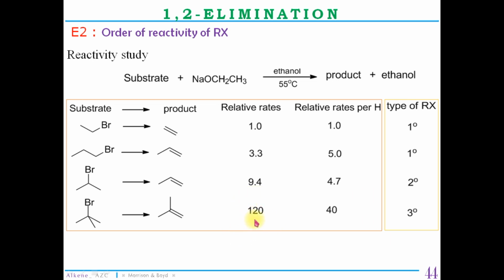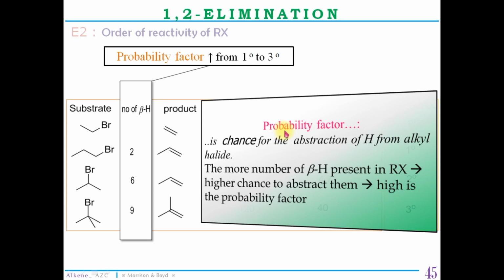The most reactive is tertiary alkyl halide, then secondary alkyl halide, and finally the least reactive alkyl halide is primary alkyl halide. Now, what will be the reason for this? We have two reasons. First one is probability factor. It is the chance for the abstraction of hydrogen from alkyl halide. The more beta hydrogens present in the alkyl halide, the higher the chance of the base abstracting them, and therefore the higher the probability factor.